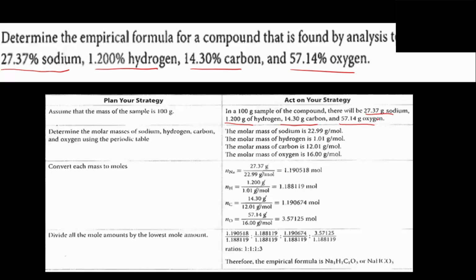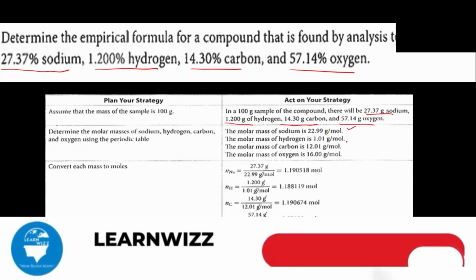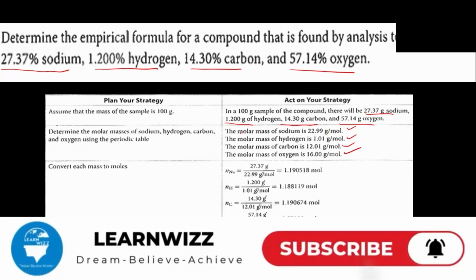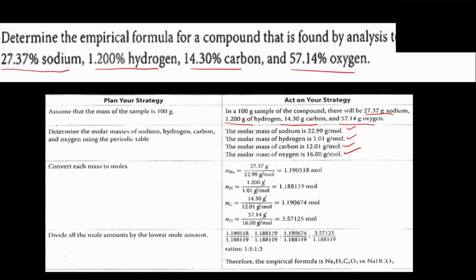What is the next step? You have to find out the molar mass. The molar masses are already written: sodium is approximately 23, hydrogen 1, carbon 12, oxygen 16. Then what is the next step? You have to convert this into moles by dividing. So you divide and find the moles. All the moles we have found.